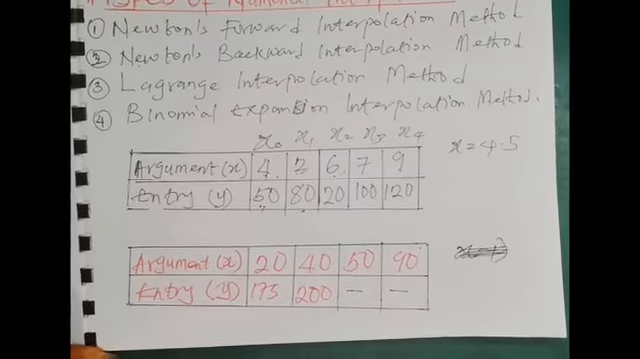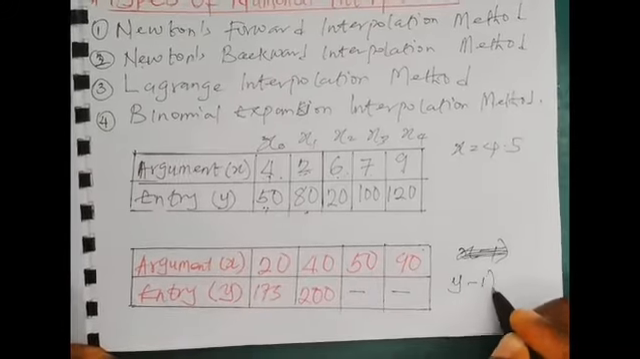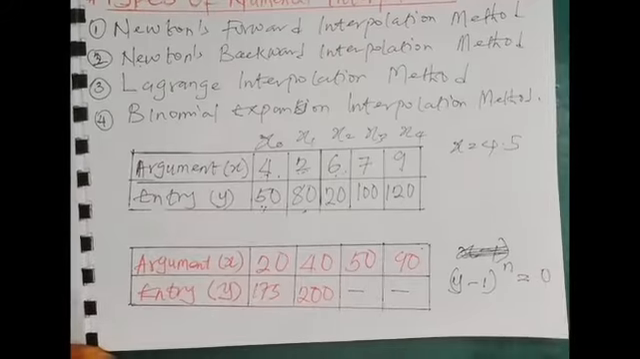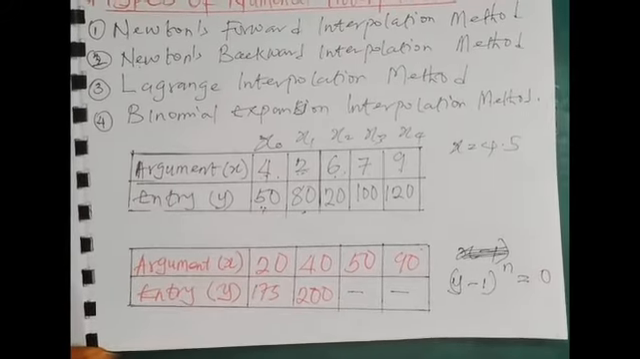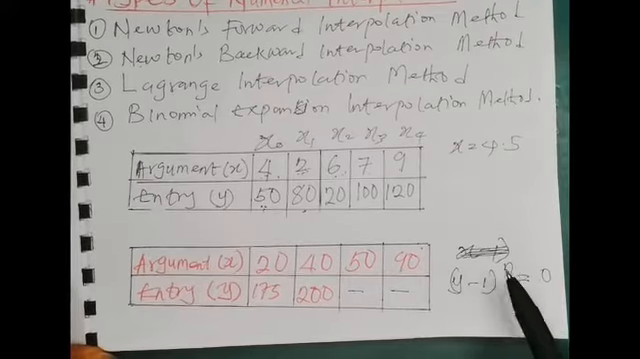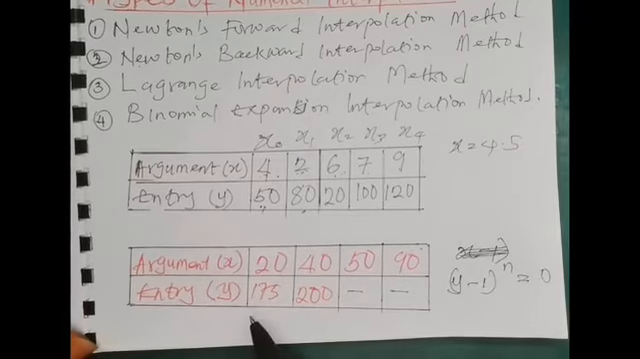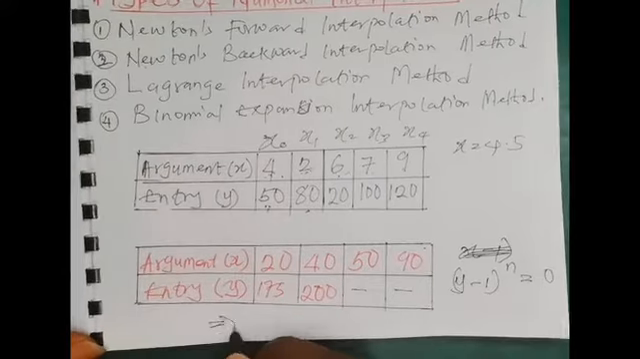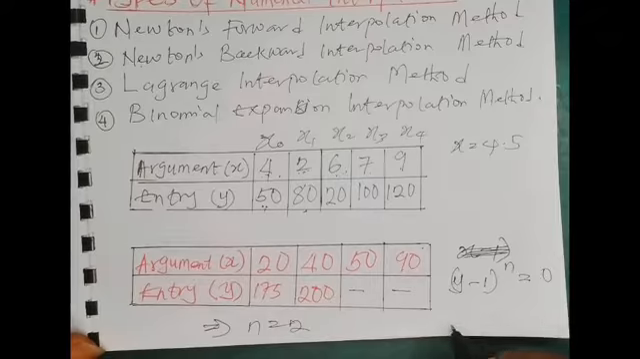So remember the formula of the binomial theorem. (y minus 1) to the power of n is equal to 0. This is the formula of the binomial expansion theorem. So this simply means n there is the total number of values of y that are known. Okay, so we have 2 values of y that are known. This simply implies n is equal to what? 2.